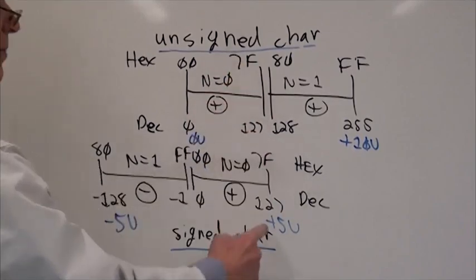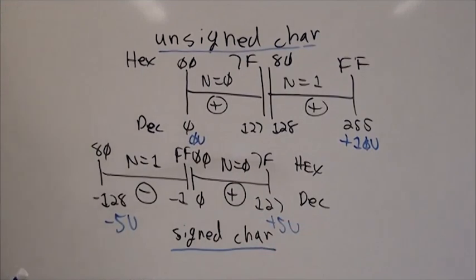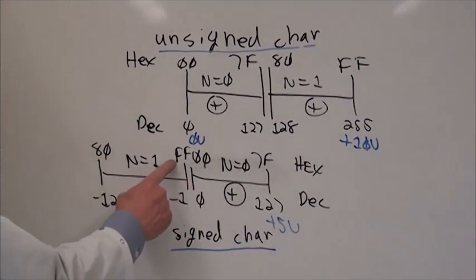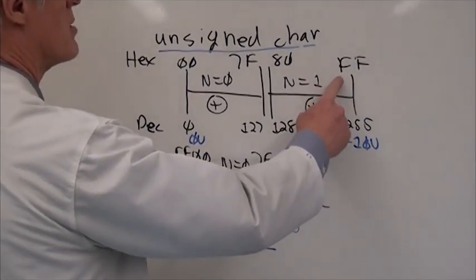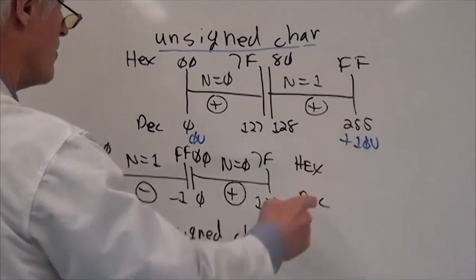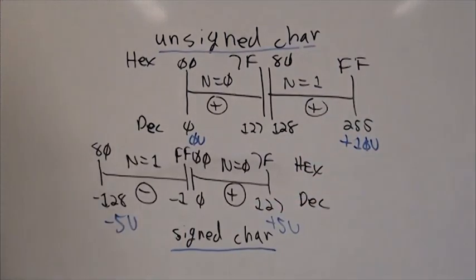16 goes into 127, 7, 15 remain, no problem. But what you run into is how do we make FF show up as negative 1? Because FF is 15 times 16 plus 15, which is 255, and so forth. But this is a different FF.